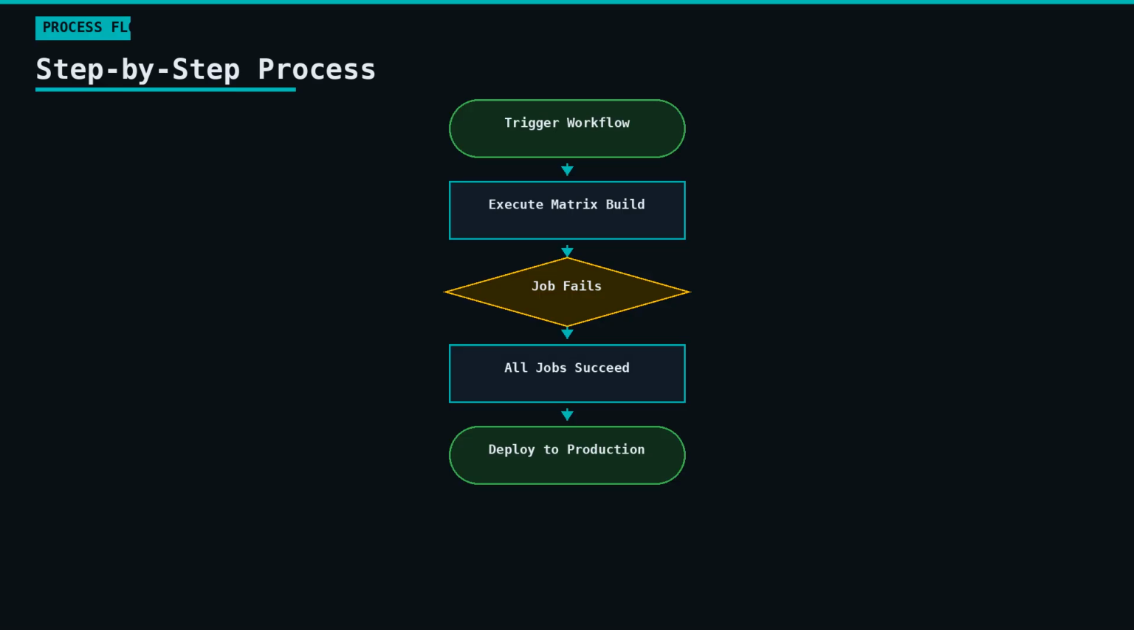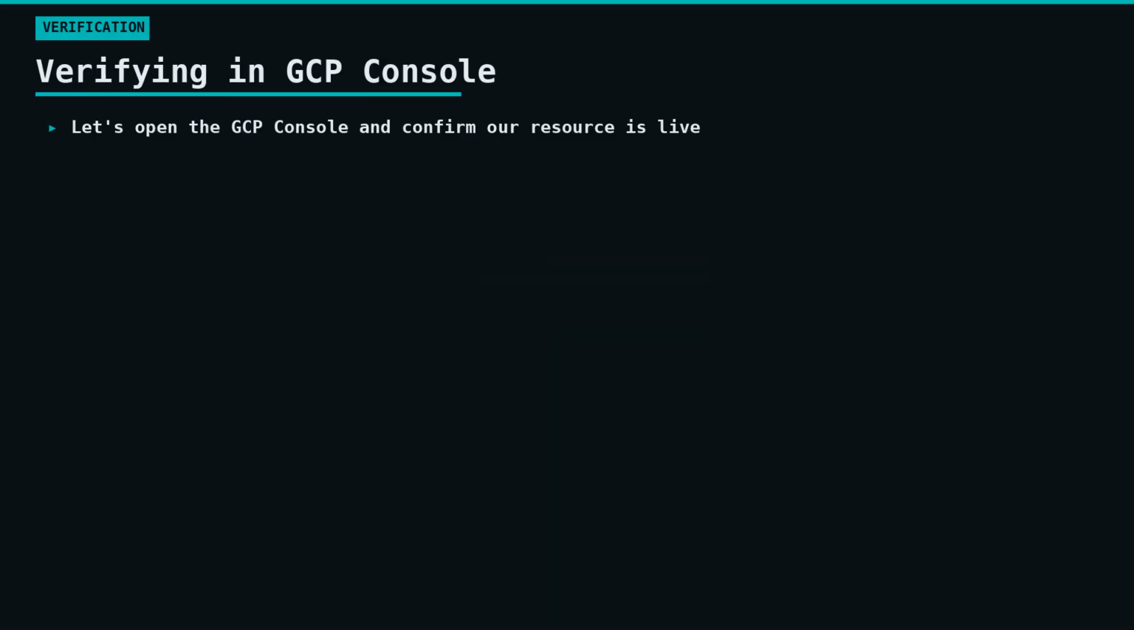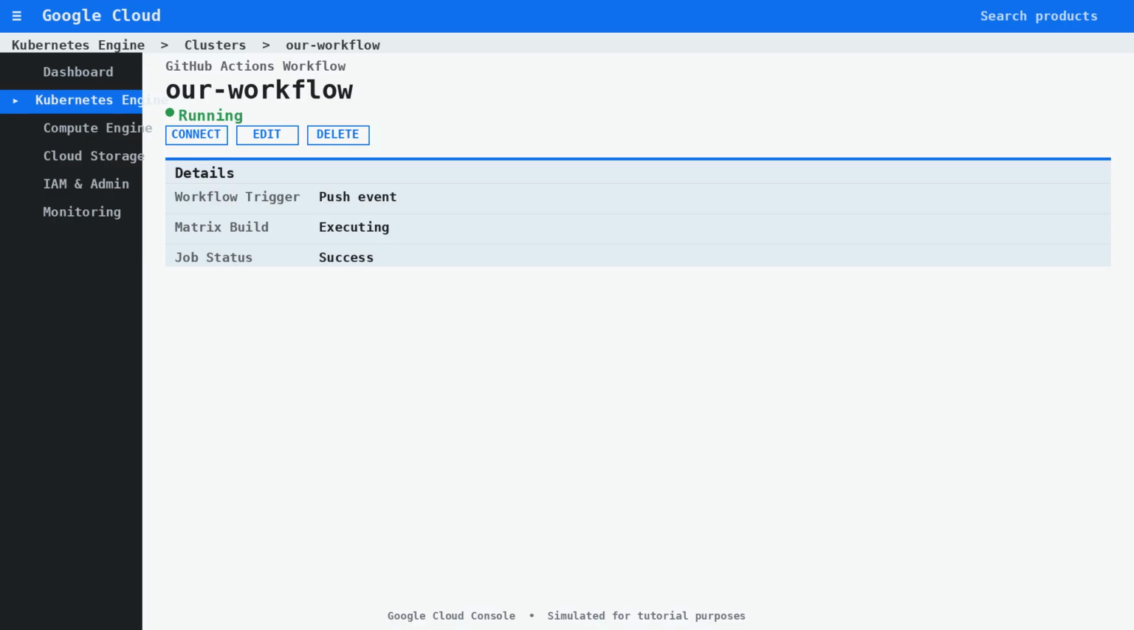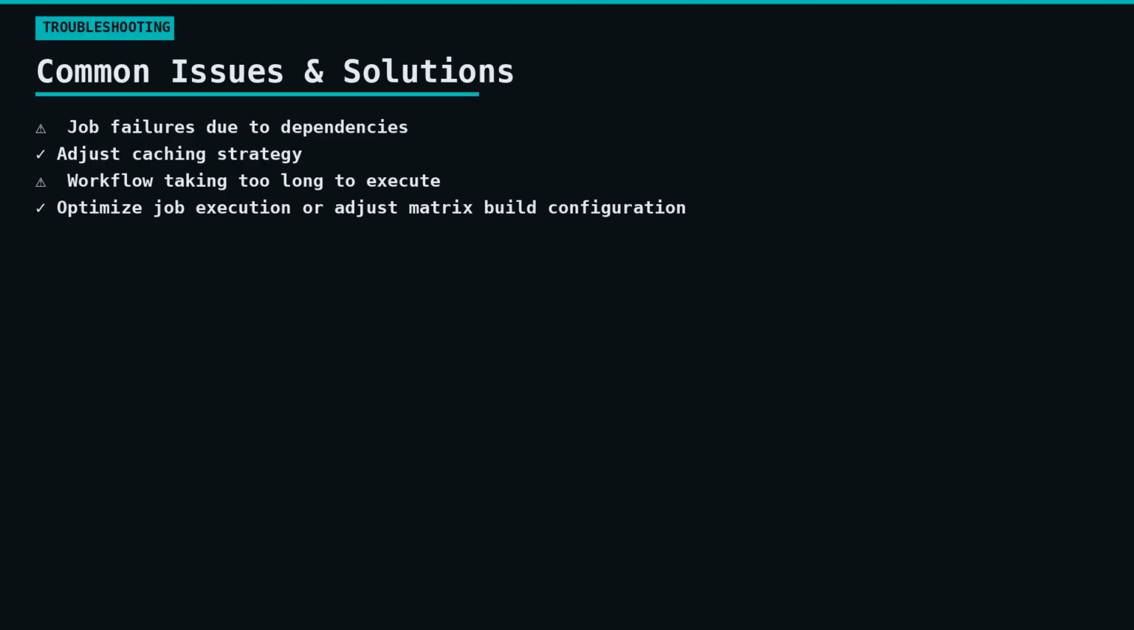To verify that our workflow is working as expected, we can check the GitHub Actions console. We should see the workflow trigger, the matrix build executing, and the jobs running in parallel. We can also verify that the caching strategy is working by checking the build times. When working with matrix builds and caching strategies, you may encounter some common issues. For example, if your jobs are failing due to dependencies, you may need to adjust your caching strategy.